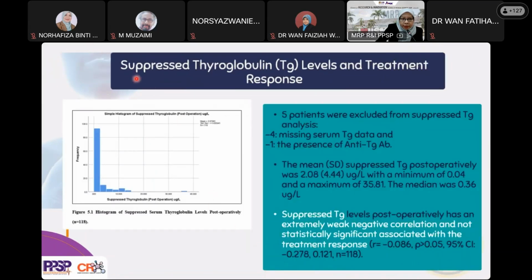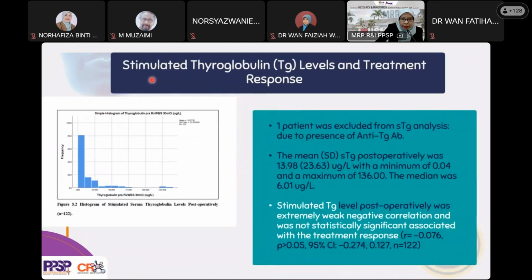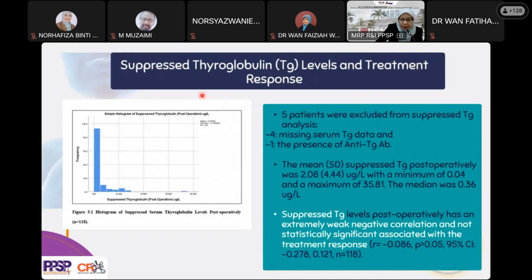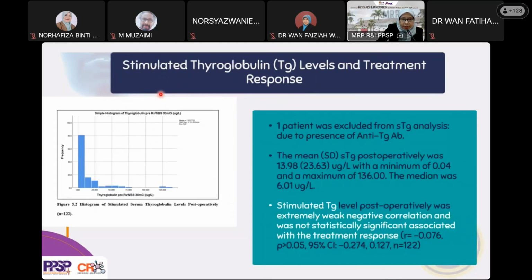Okay, this one is the correlation with suppressed TG. Actually, post surgery, patients will require lifelong thyroxine replacement. With this thyroxine replacement, we suppress the TSH and reduce the risk of recurrence. And this one we correlate with stimulated TG. Compared to suppressed TG, which is taken post surgery while the patient is on thyroxine, the stimulated TG is taken prior to RI, where the patient needs to withhold the thyroxine for at least 1 month.